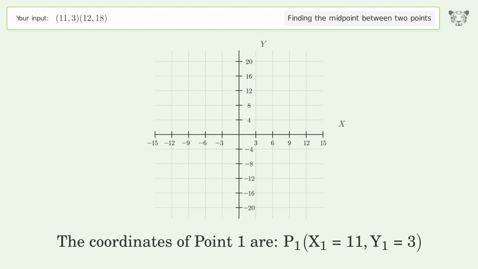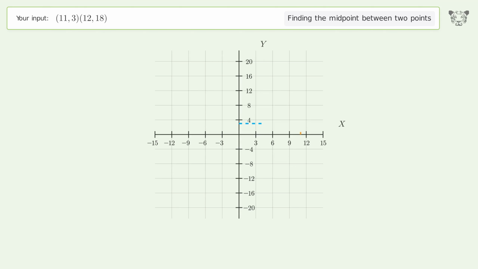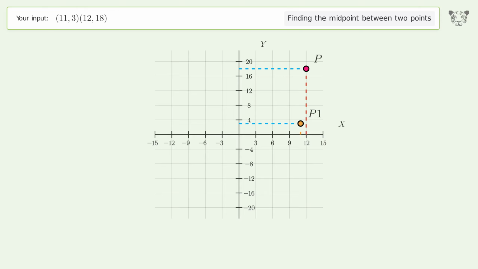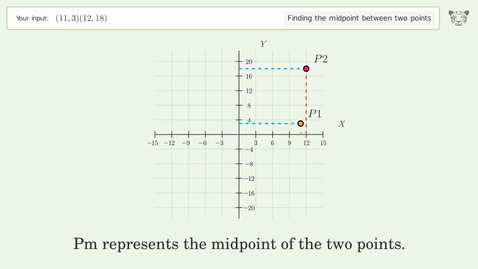The coordinates of point 1 are x1 equals 11, y1 equals 3. The coordinates of point 2 are x2 equals 12, y2 equals 18. PM represents the midpoint of the 2 points.